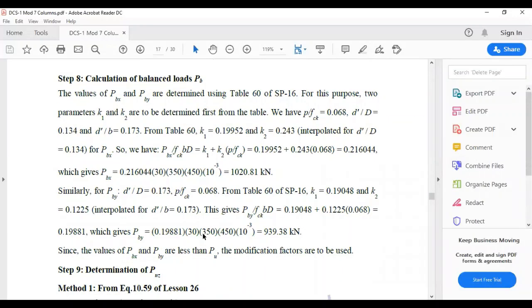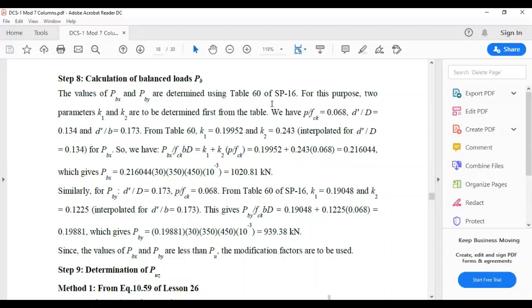Next step is calculation of balanced loads, which is given by Pb. The value of Pbx and Pby are determined using table 60 of SP16. For this purpose, two parameters k1 and k2 are to be determined first from the table.